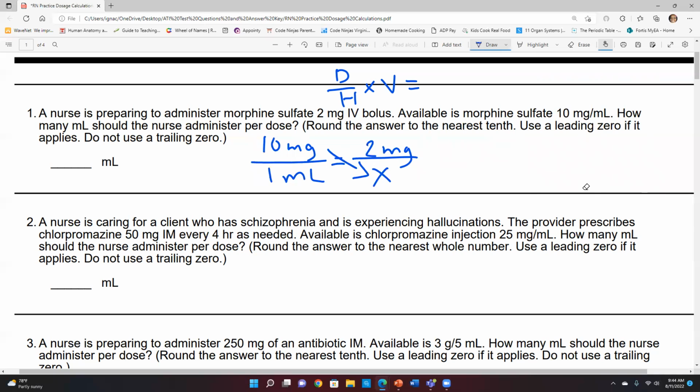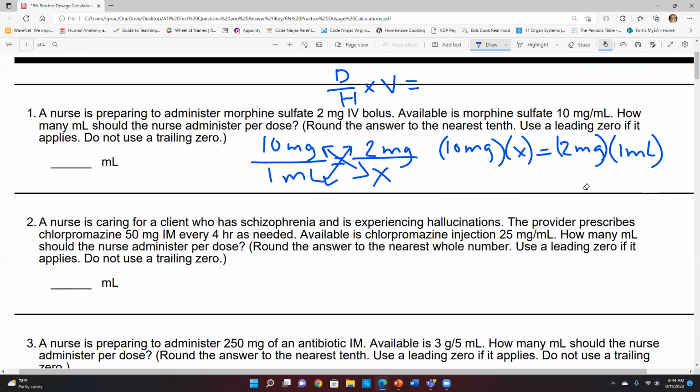So I will cross multiply. That's what these arrows mean. And what does it look like when I cross multiply? Well, I have 10 milligrams times X. Okay, and then I will multiply 2 milligrams times 1 ml. The next step is to isolate X because we have to solve for X.